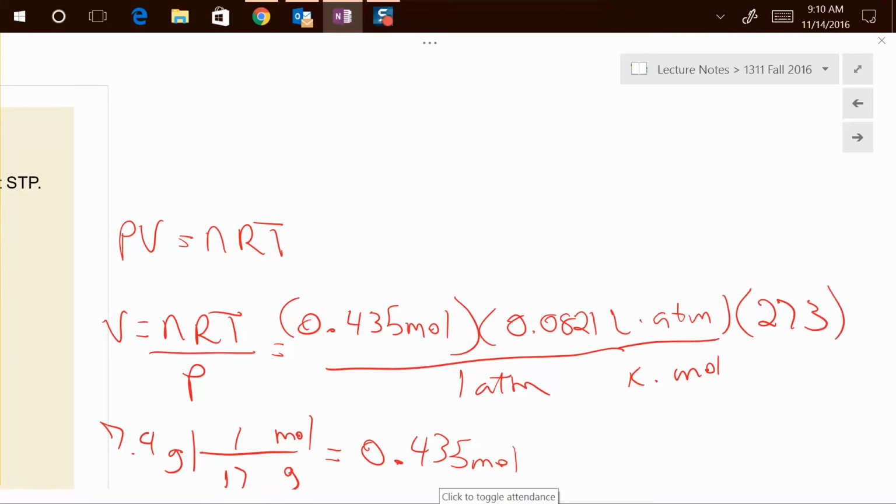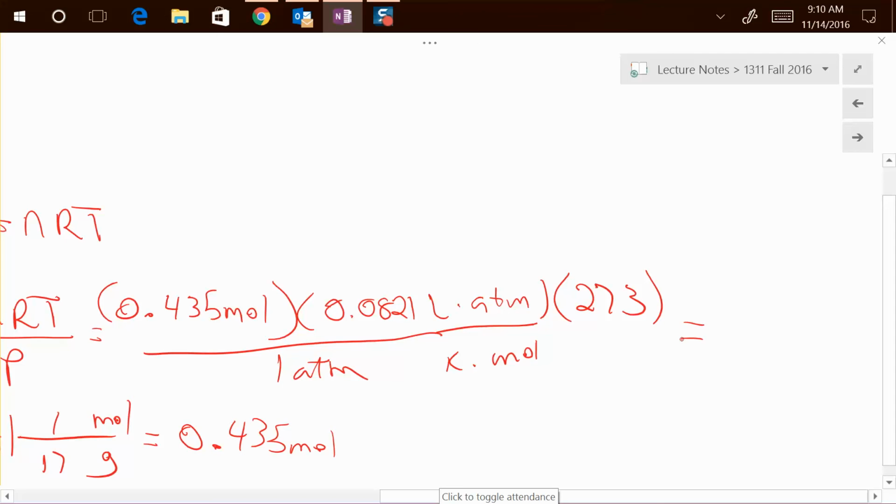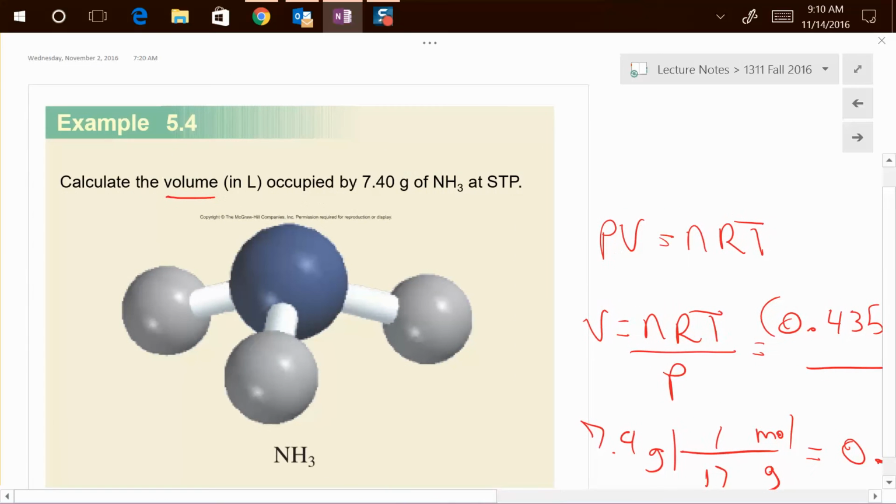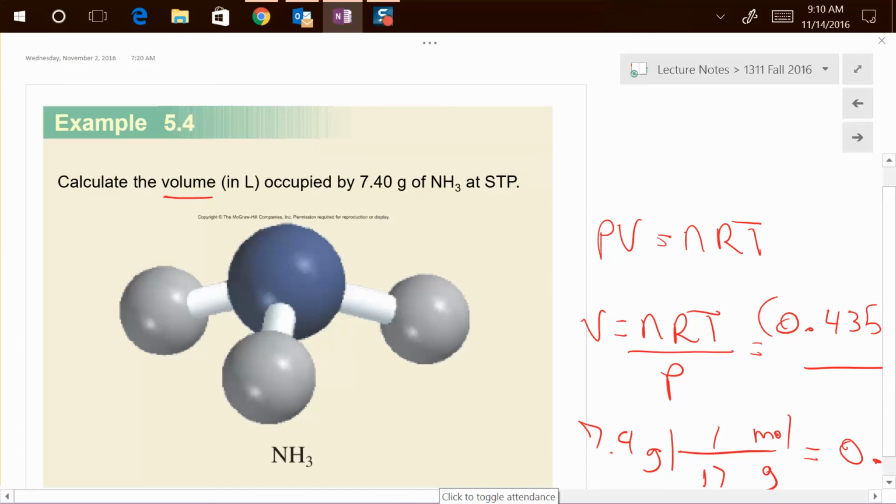What is my volume? 9.75 liters. Okay, good. STP stands for standard temperature, which is equal to 273 Kelvin, and standard pressure, which is equal to 1 atmosphere. So if ever they say STP in the question, you know what the pressure and temperature are: 273 Kelvin, 1 atmosphere.